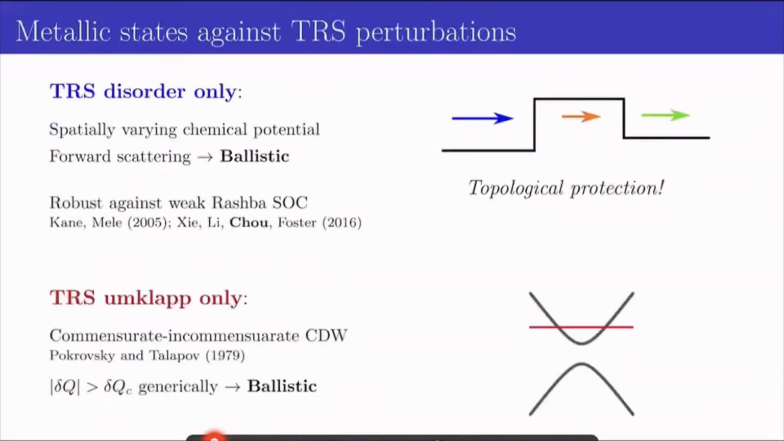The helical edge state with only time reversal symmetric disorder is topologically protected because the backscattering is absent. The helical edge with only Umklapp interaction is related to the commensurate-incommensurate problem. And the conclusion is that unless commensuration is satisfied, the 1D edge state should be ballistic.